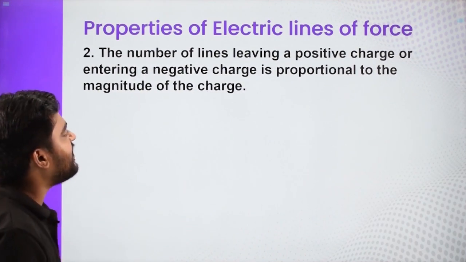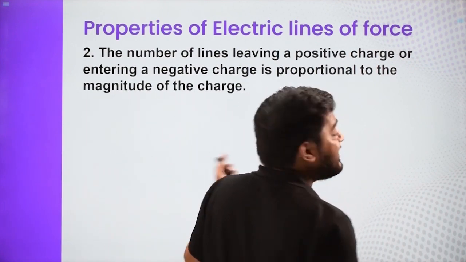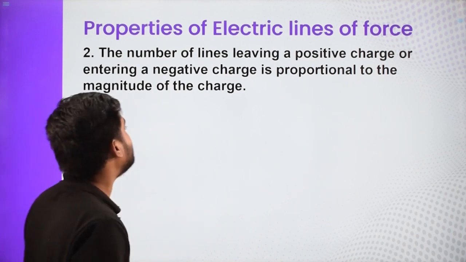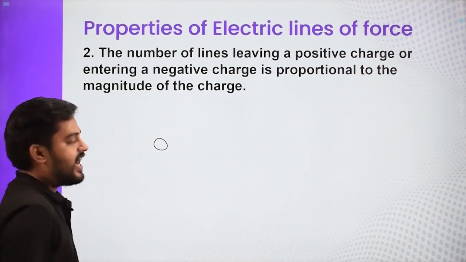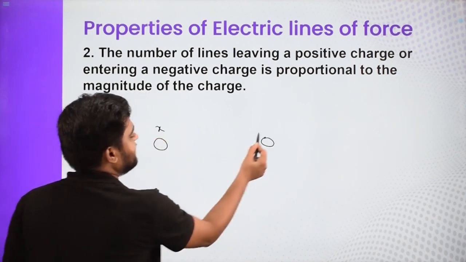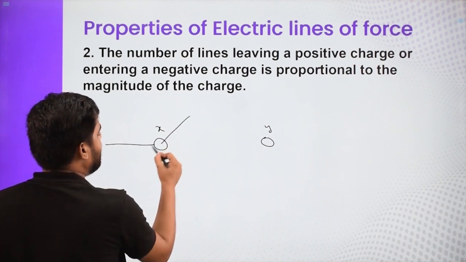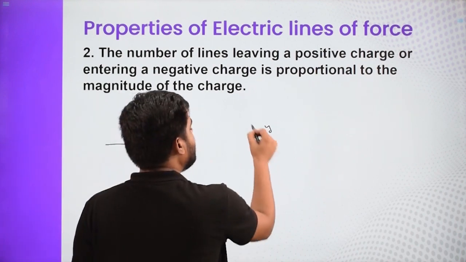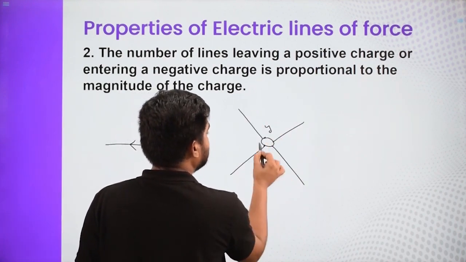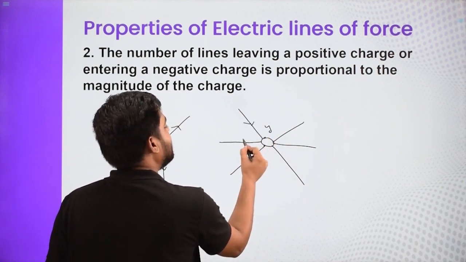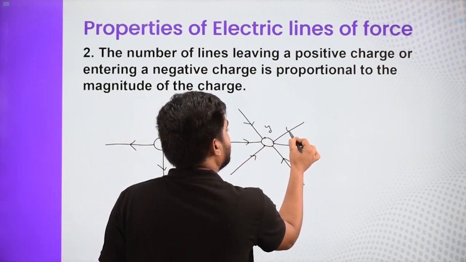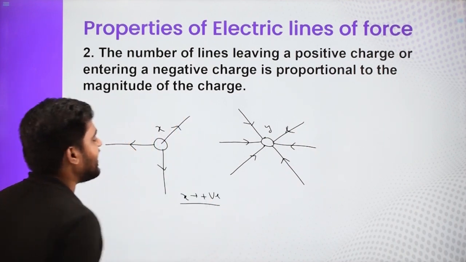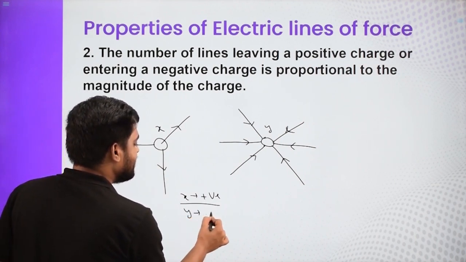Next, the number of lines leaving a positive charge or entering a negative charge is directly proportional to the magnitude of the charge. For example, I have two charges, X and Y, and I have been given a pattern. Here three field lines are leaving X like this, and on Y there are 6 field lines which are entering. So the first thing I can tell is X is a positive charge because field lines are exiting it, and Y is a negative charge.